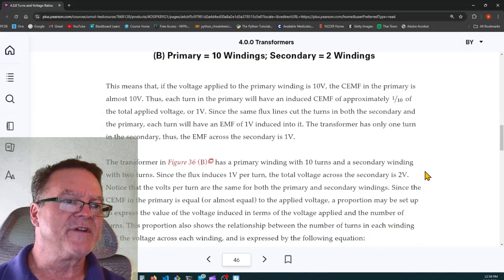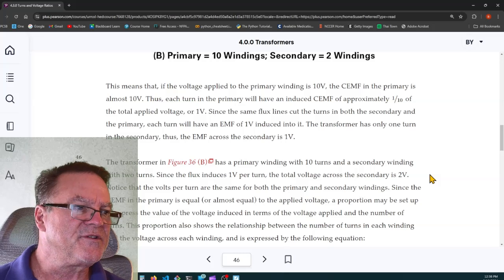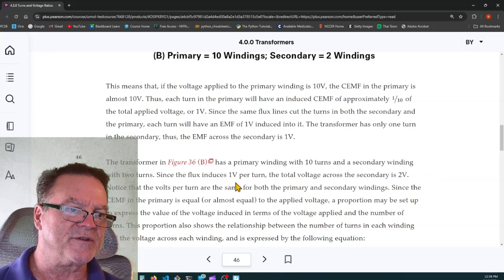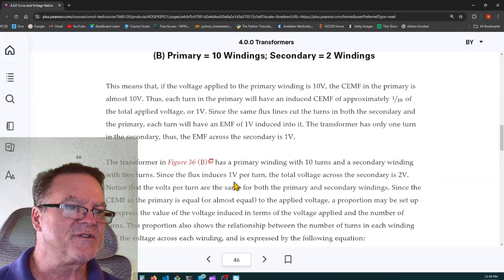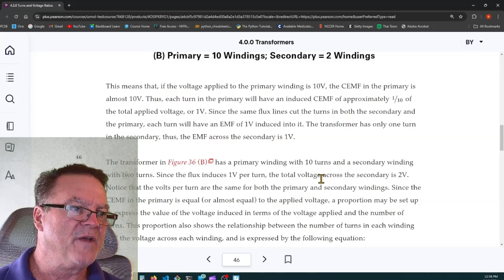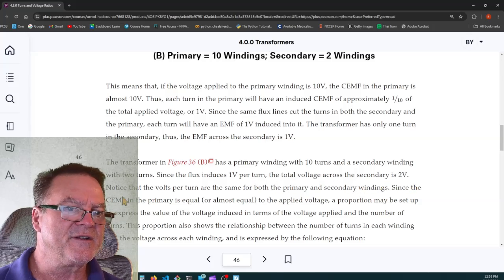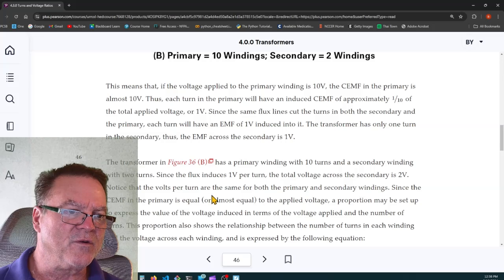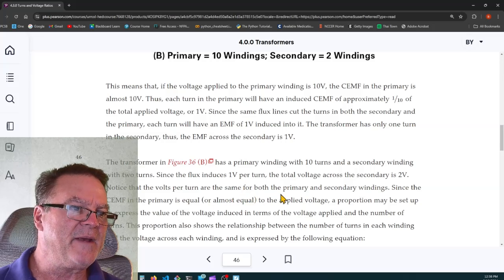The transformer in 36B has a primary winding with 10 turns and a secondary winding with 2 turns. Since the flux induces 1 volt per turn, the total voltage across the secondary is 2 volts. Notice that the volts per turn are the same for both the primary and the secondary windings.